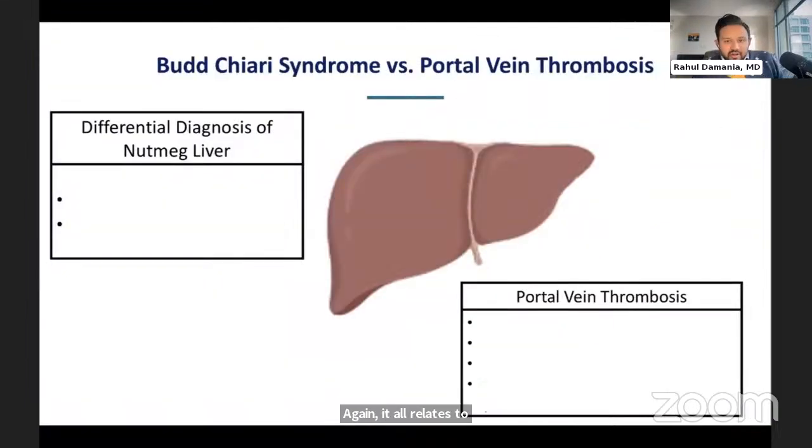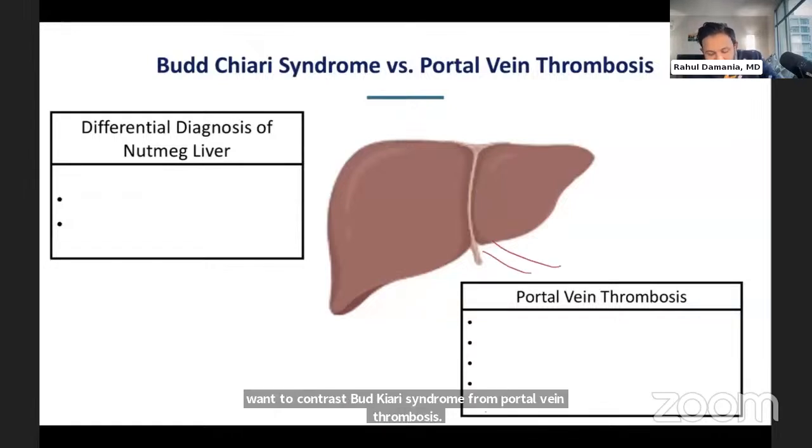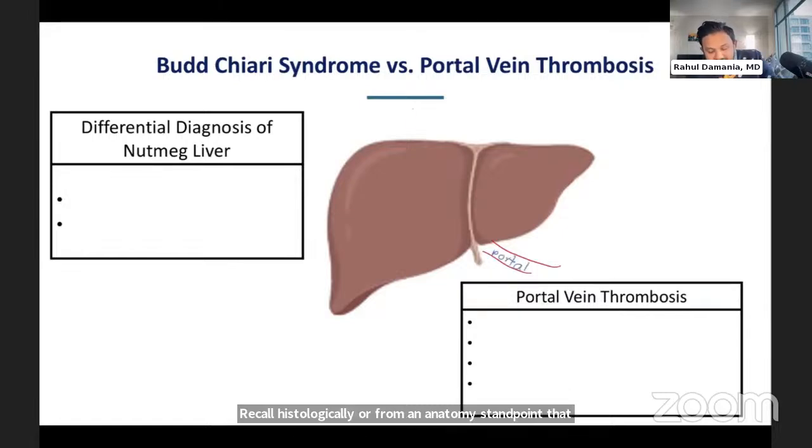I want to contrast Budd-Chiari syndrome from portal vein thrombosis. Recall from an anatomy standpoint that the portal vein is going to drain the gut, and then you are going to have, via the hepatic vein, the caval circulation. Now, if you have a portal vein thrombosis, one of the physical exam features that you will not see is hepatomegaly. So patients who have portal vein thrombosis do not have hepatomegaly.